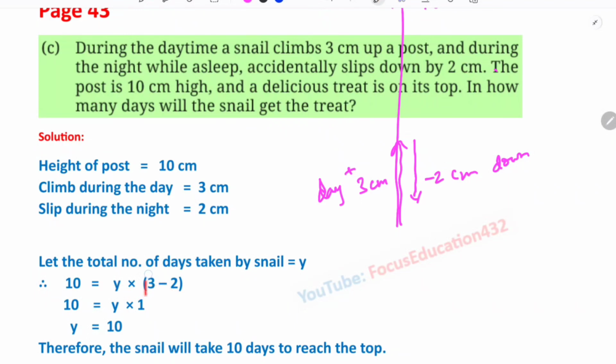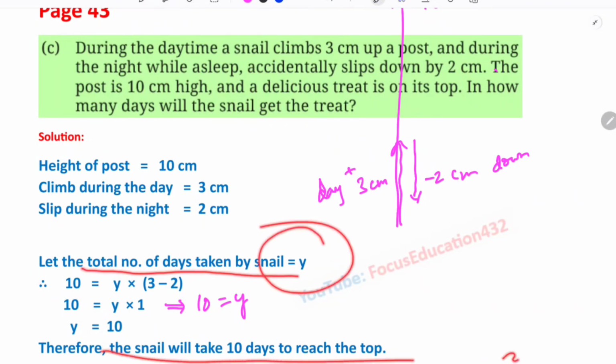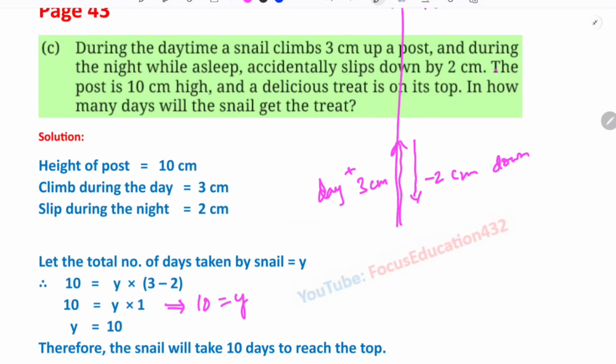So y multiplied by 3 minus 2, so y multiplied by 1. So y multiplied by 1 is y. So this means y is equal to 10, because y multiplied by 1 is y only. So y is equal to 10. So what is y here? Total number of days. Right. We have assumed that y means the total number of days. Therefore, the snail will take 10 days to reach the top.